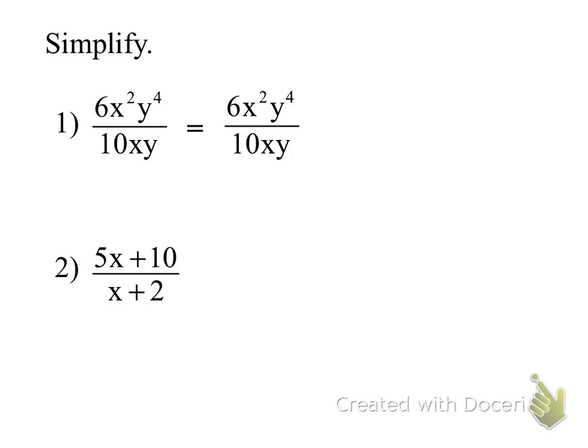We can cross cancel. What can we cross cancel first? How about a 6? And out of the 10, what can we cross cancel? Yep. 2, and we're left with 3 and 5. 3 in the numerator, 5 in the denominator. We can take how many x's? 1 x in the numerator. I'm left with x, and in the denominator 1. You can take how many y's? We're left with y cubed, so it should be 3x y cubed over 5. How many people got that correct?